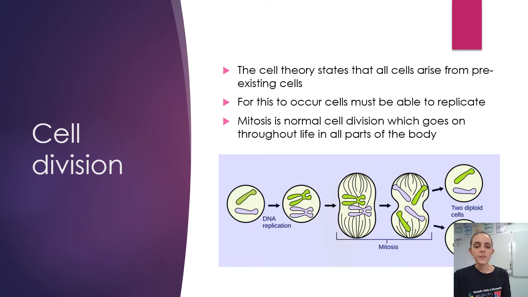Now, the basics of cell replication is that cells have to copy themselves, and that's a normal part of a cell's functioning. The cell theory states that all cells arise from pre-existing cells. So for this to happen, cells need to be able to replicate and copy everything inside the cell. And this is mitosis. We would have learnt this in year 10, and this happens when our cells need to grow, divide, replenish damaged cells.